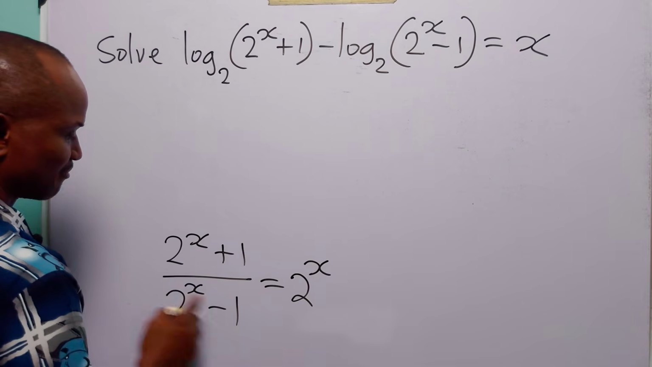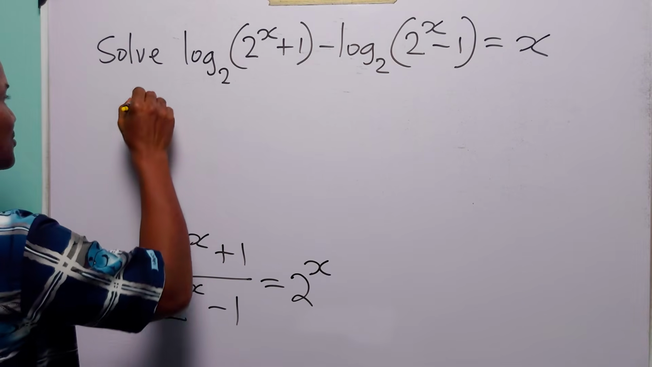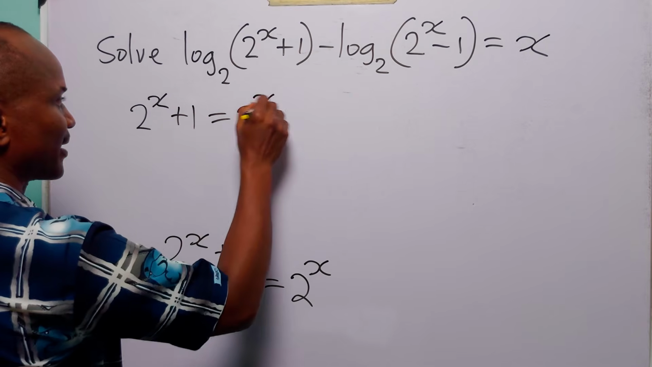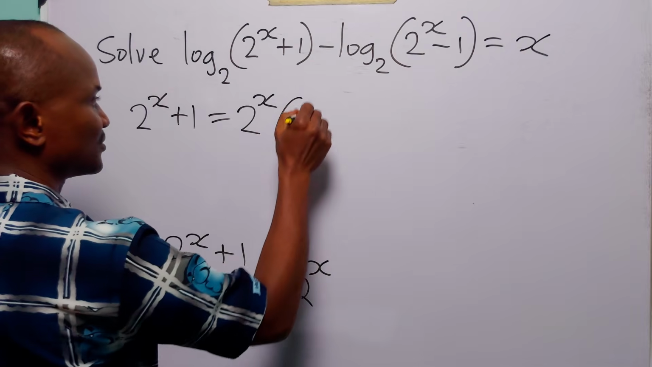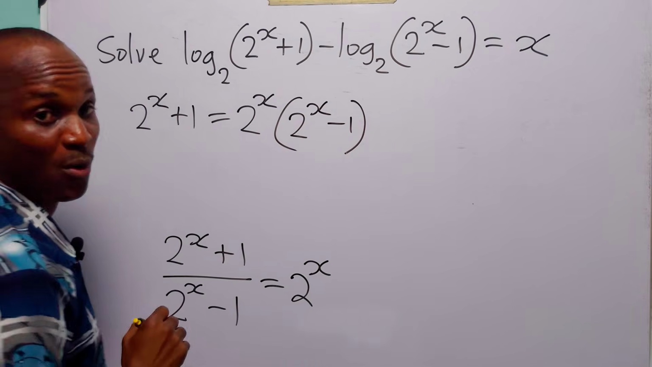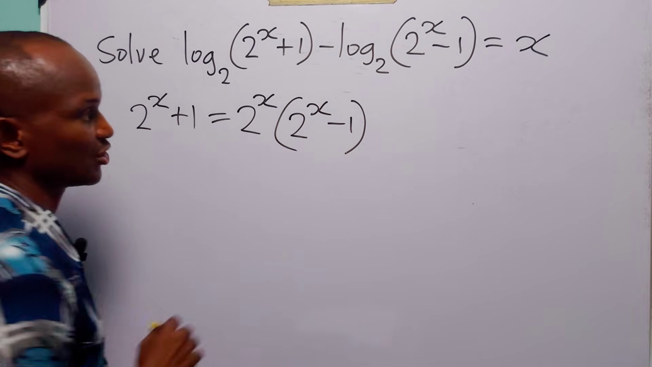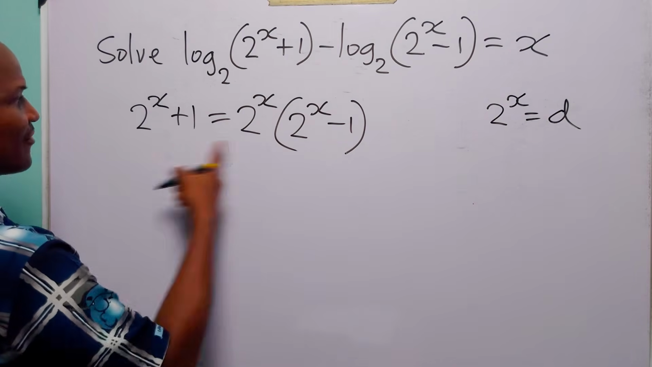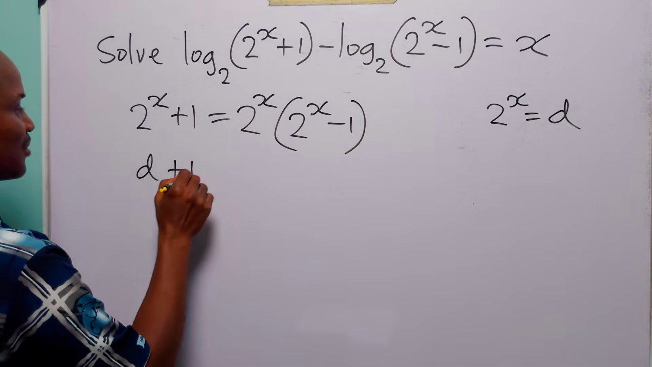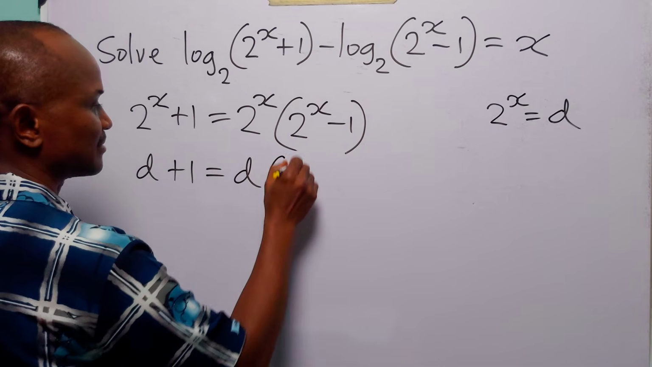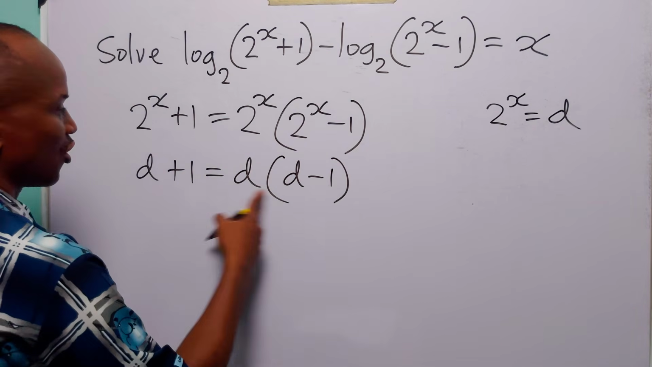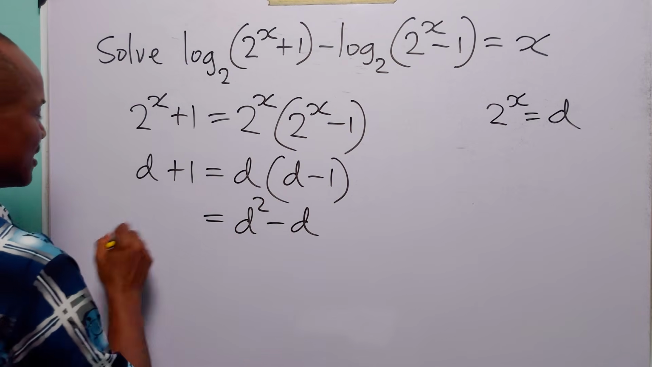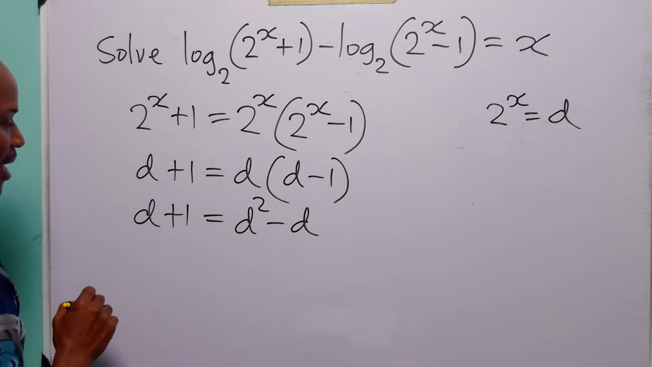And now when we cross multiply, we have that 2 to the power x plus 1 is equal to 2 to the power x times (2 to the power x minus 1). Now, to avoid confusion, let 2 to the power x be equal to the letter d. Now, we can write this equation as d plus 1 is equal to d times (d minus 1). Opening this bracket, we have d squared minus d. Here, we still have d plus 1.